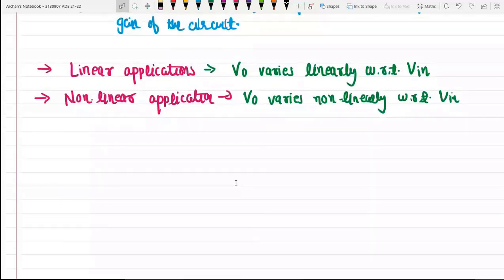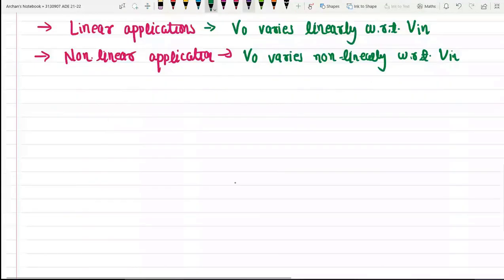Using this operational amplifier for designing any circuit, we must follow some realistic simplifying assumptions.